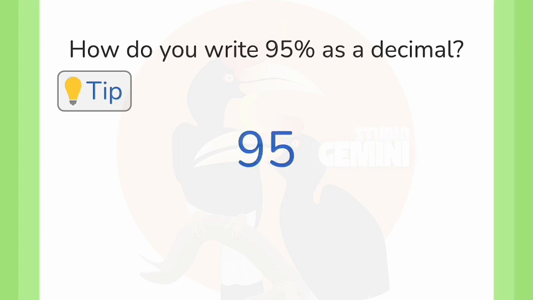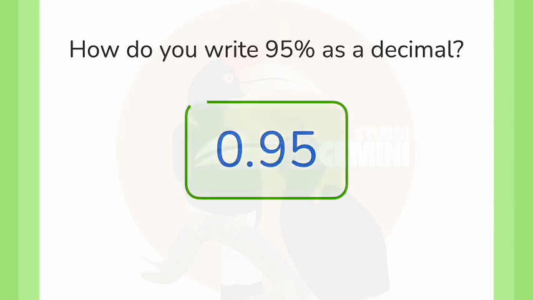Let's try it. Right now, the decimal is after the 5. Now, move it 2 places to the left. 1, 2. Great! 95% is the same as 0.95. You're getting the hang of this. Keep practicing.